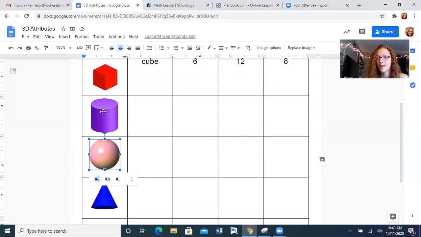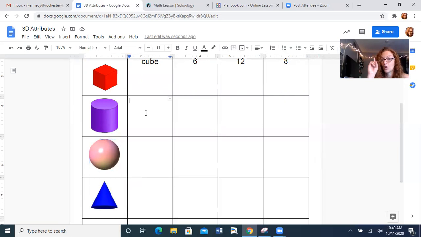On 3, ready? 1, 2, 3. Cylinder, nice job. Cylinder, yay for spelling. A cylinder, okay.